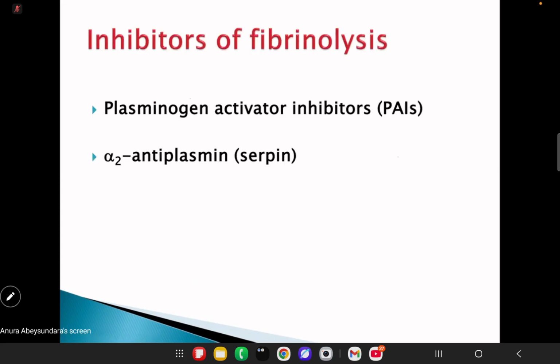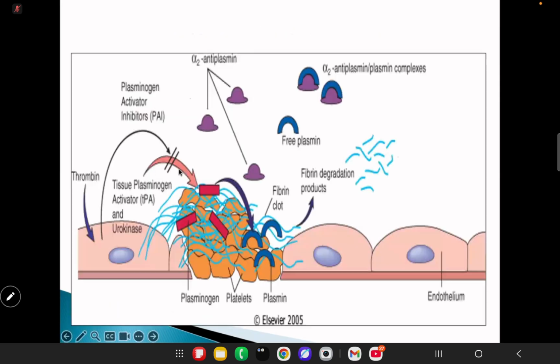Okay. Now, there are inhibitors of fibrinolysis as well. We are talking about fibrinolysis. Once the clot is formed, you need to eat it. That is fibrinolysis. There are inhibitors. One is the plasminogen activator inhibitors and alpha-2 antiplasmins. Okay, there are things like that.